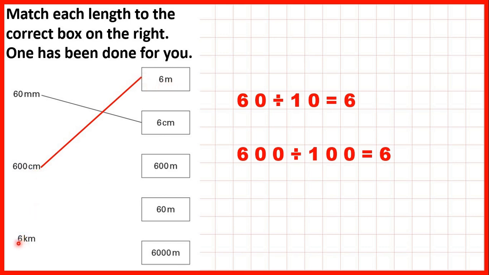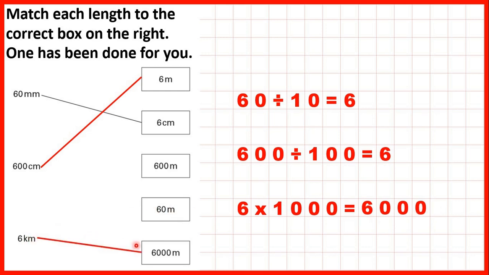And now we have 6 kilometers. There are 1,000 meters in a kilometer. So if we multiply 6 by 1,000, that gives us 6,000. So 6 kilometers is the same as 6,000 meters, because 1 kilometer is 1,000 meters.